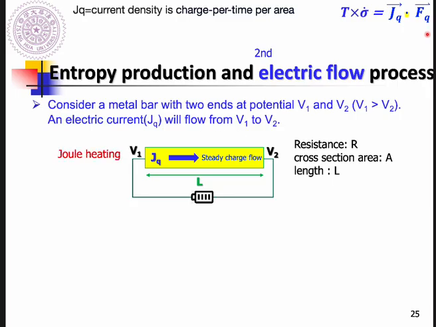So let's do something. In order to have the sigma dot, the rate of entropy production, I need to know that as long as current flows through the metal, it usually will generate some heat. So we call it Joule heating.